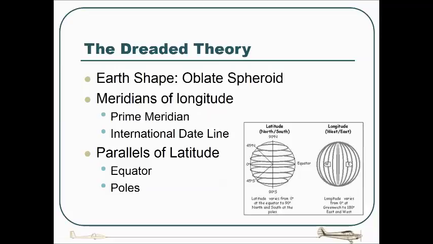Now, the prime meridian goes through Greenwich, England, and it's basically 0 degrees. So it's kind of the starting point. And then on the other side of the world is the international dateline. And the significance of the international dateline is that that is where the calendar day switches. So when you cross the international dateline, we actually switch from one day to another.